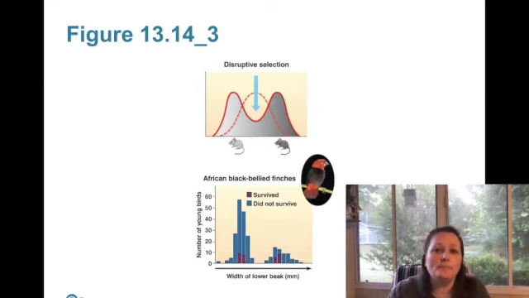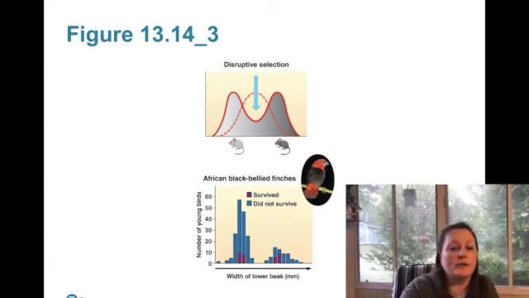And then disruptive. This is where something happens and it splits. So here they're showing you African black-bellied finches. The purple is survived, the blue is did not survive. And it's showing you the width of the lower beak. It's just showing you that something happened, and then these little ones and these little ones survived. Notice how many are gone.